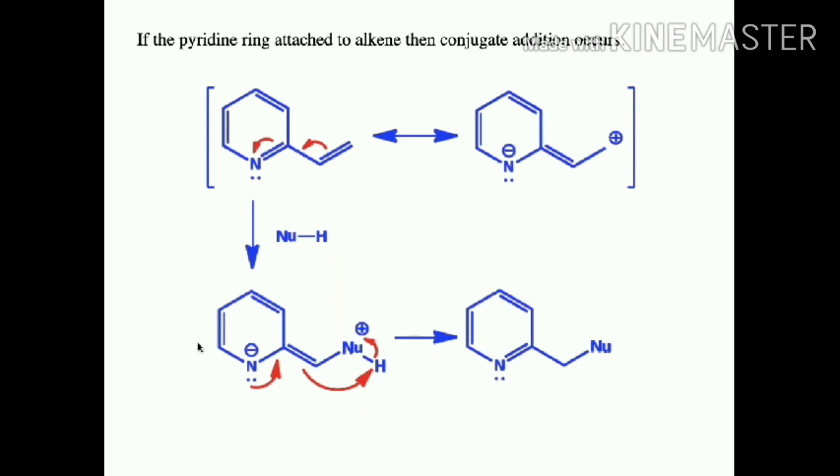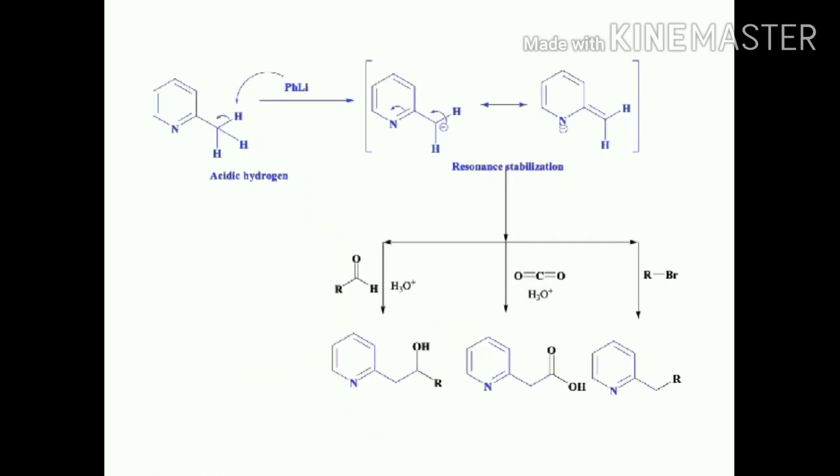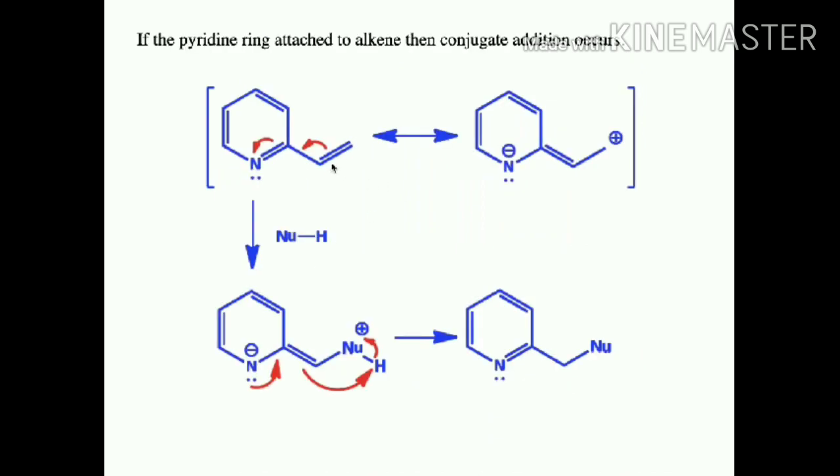So this is the difference. If there is an alkyl group, there is abstraction of proton and it is going to react with the electrophile. If there is a double bond, then it is going to react with the nucleophile and you are going to get the corresponding substituted product.